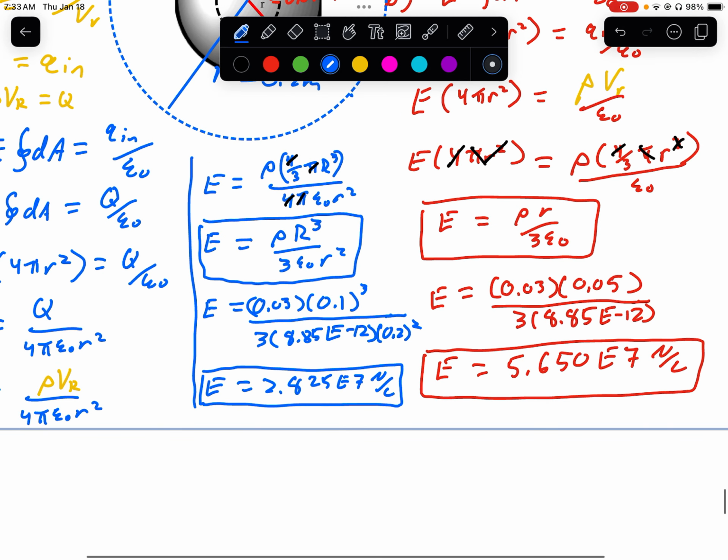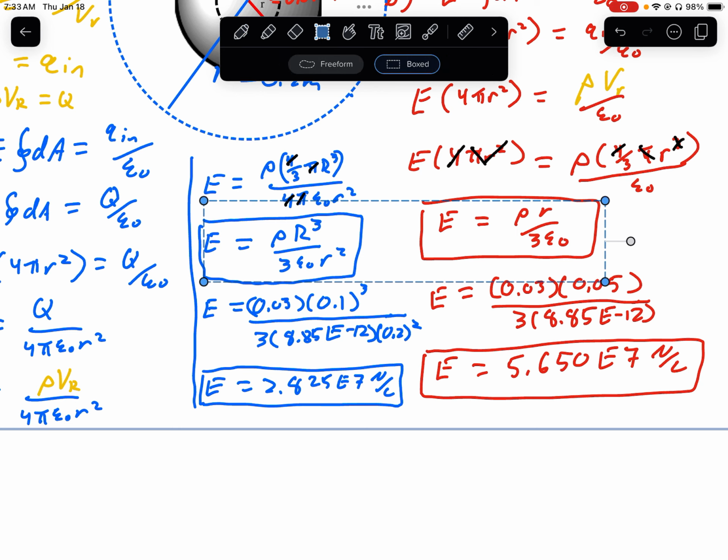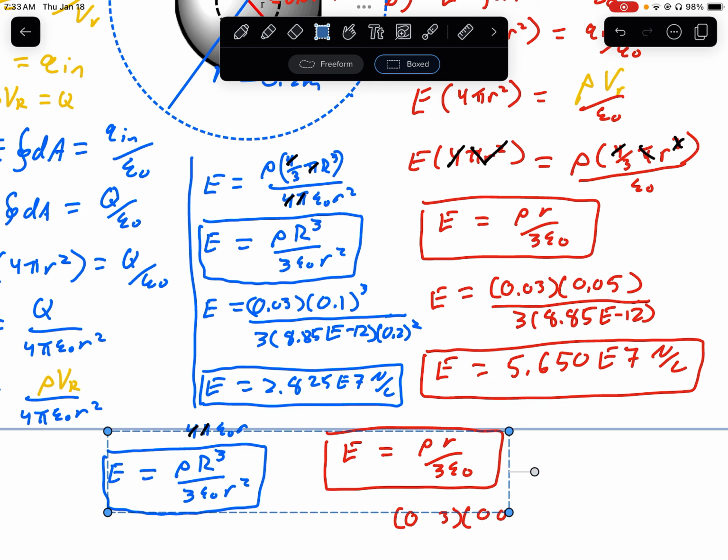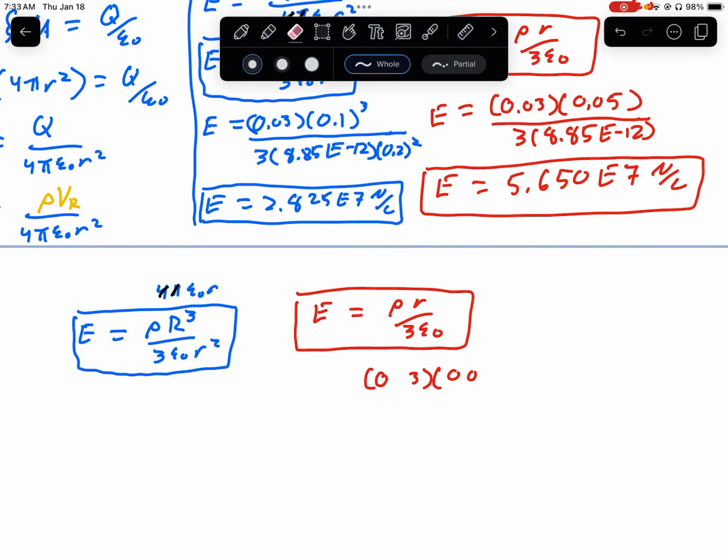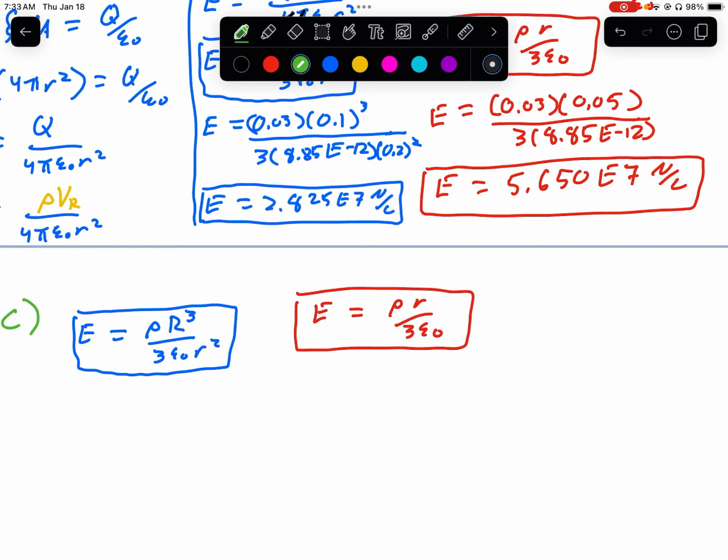Now I have two equations, one that shows from the center out to the surface, and one for the center out to wherever I want. So which one do I use? The answer is, at the surface I can use either. This is why I skipped what I'm calling part C, which is at the surface, until this point. So this is when r is equal to R.